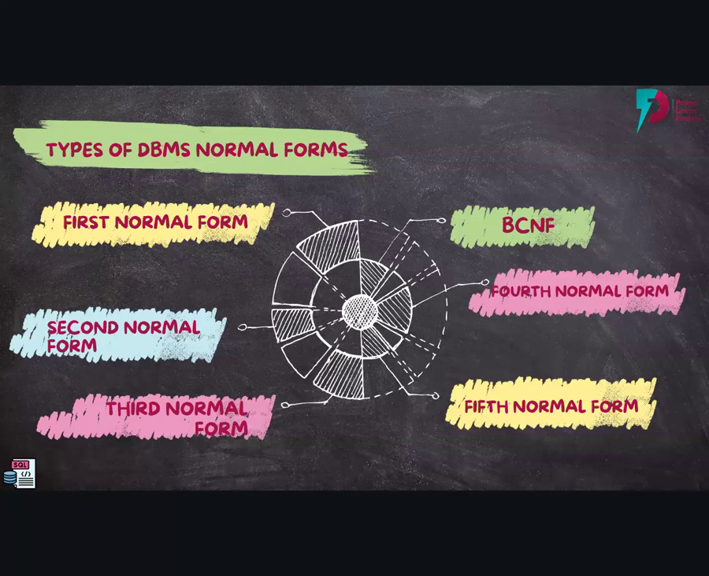So this is the simplest one. This normalization level ensures that each column in your data contains only atomic values. Later on, we are going to see what I mean by atomic values. Only single values in a column. So atomic values in this context means that each entry in a column is indivisible.